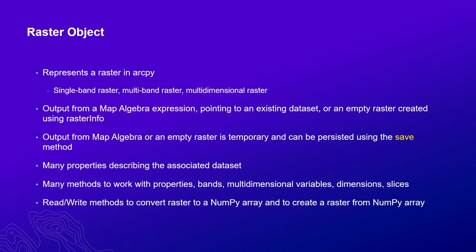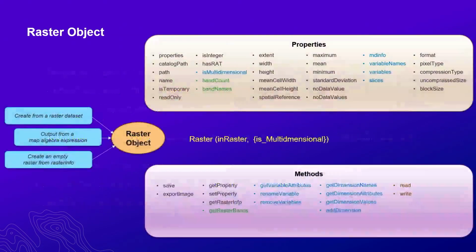It has many properties describing the data set. It has many methods that work with bands, multidimensional variable dimension and slices. It also has the read-write method to create a Numpy array from a raster or a raster from a Numpy array. Let's take a closer look at these properties and methods.